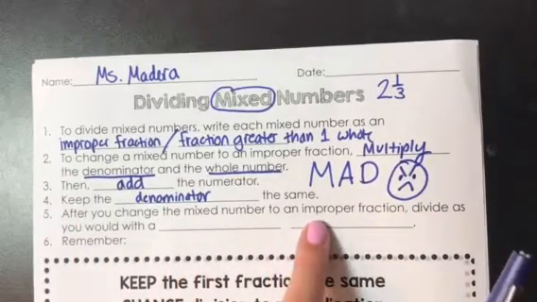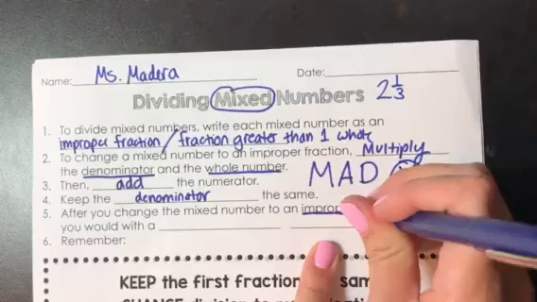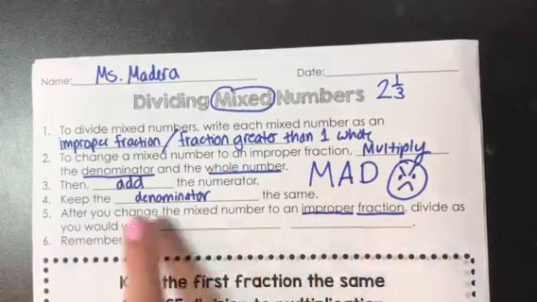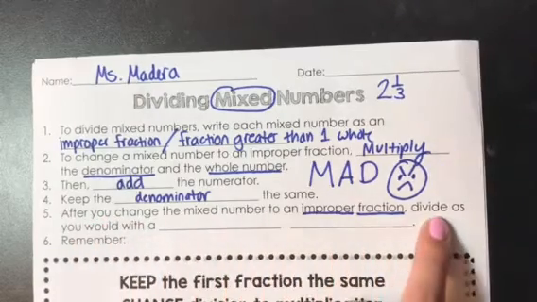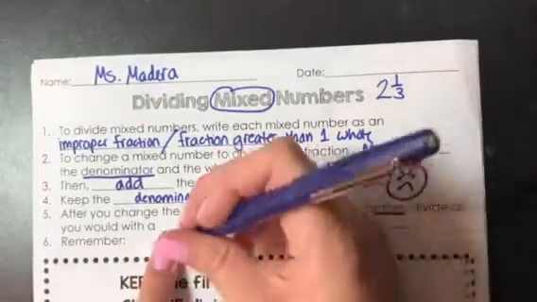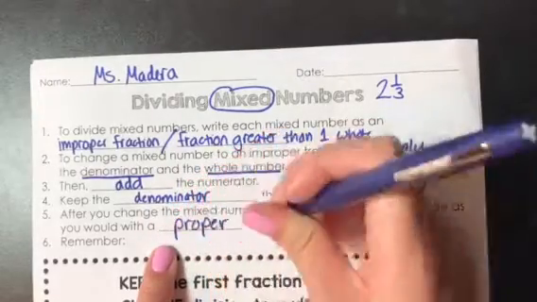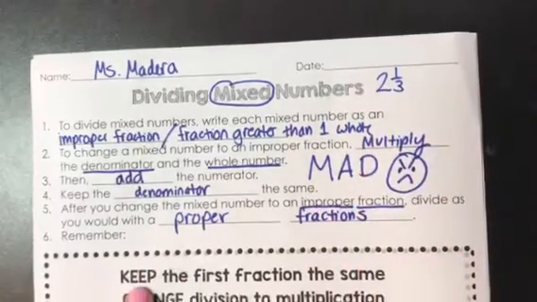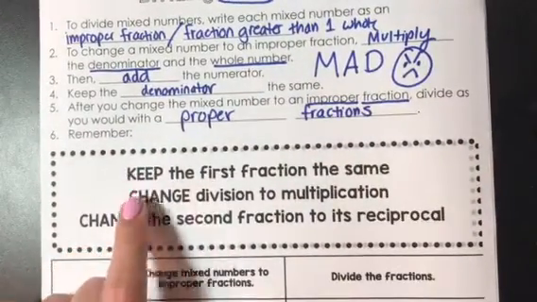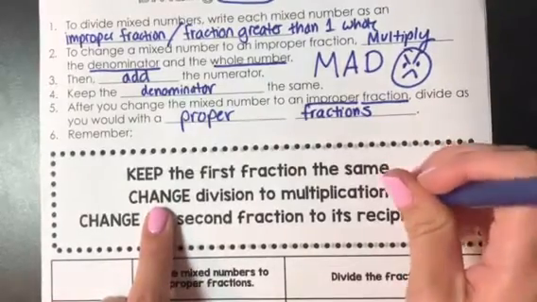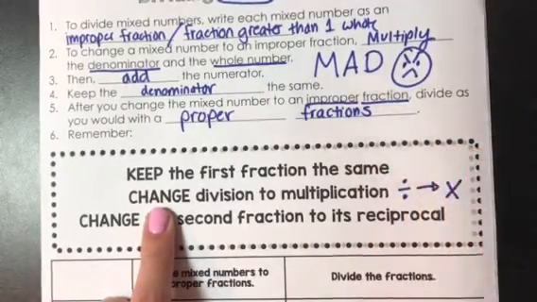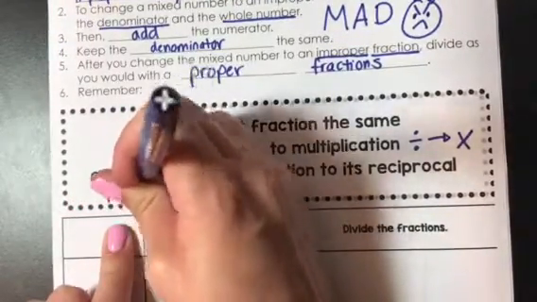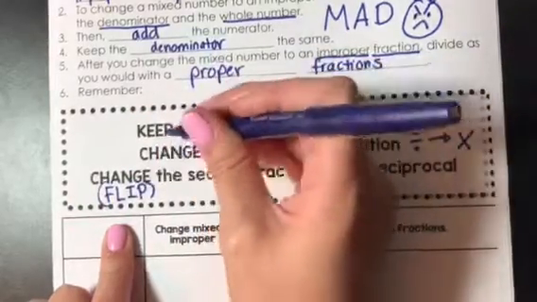After you change the mixed number to an improper fraction, you're going to underline this, because we know you actually are supposed to say a fraction greater than 1. So, after you change the mixed number to an improper fraction, you would divide as you would with proper fractions. And that's the lesson we learned earlier. We're going to keep the first fraction the same, change division to multiplication, and then you're going to change, actually underneath I'm going to write flip. So keep, change, flip.